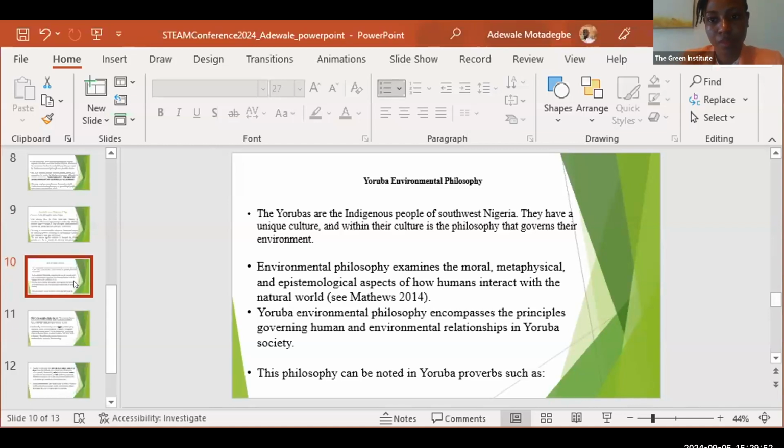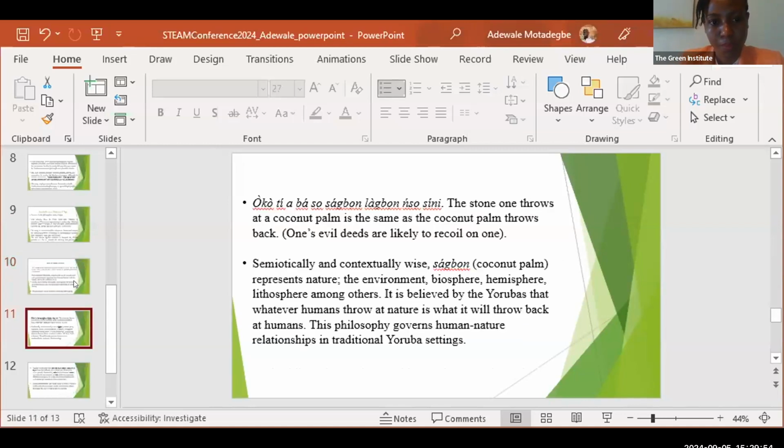This can be noted in the Yoruba proverbs, and I'll be using two proverbs and the semiotic method to analyze this. So Yoruba will say, "Okoti Abbas so Sagbon Lagbon Somoni." When we interpret it, it means the stone one throws at a coconut palm is the same stone that comes back at one. The coconut palm within Yoruba represents nature, the environment, the biosphere, the atmosphere, the lithosphere, among others. Whatever man throws at nature is what it will throw back at humans. This philosophy is what governs human-nature interaction in traditional Yoruba philosophy.